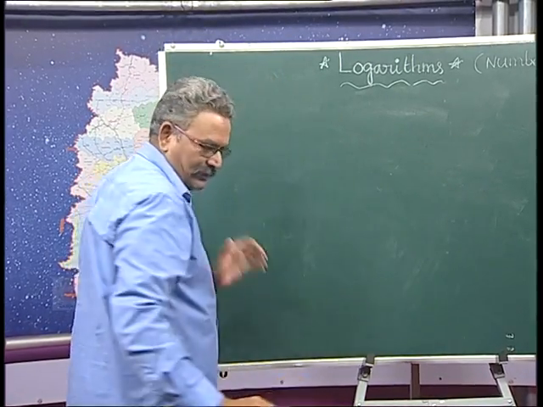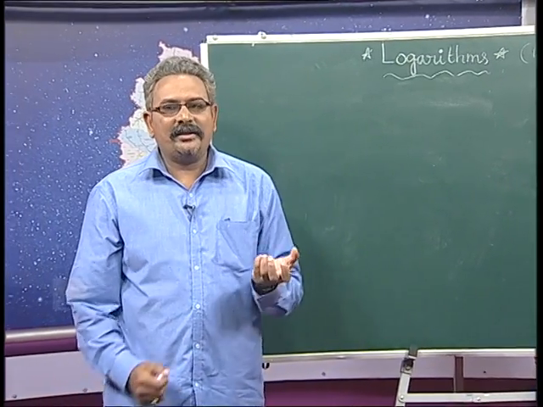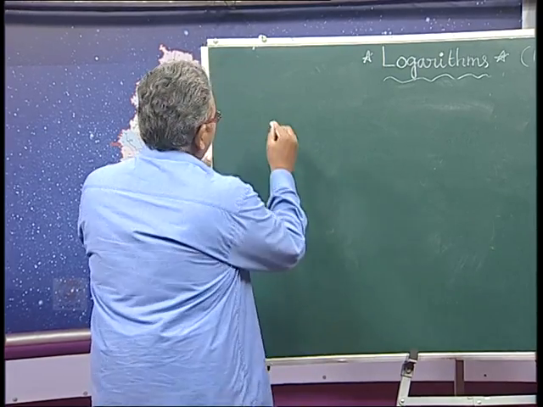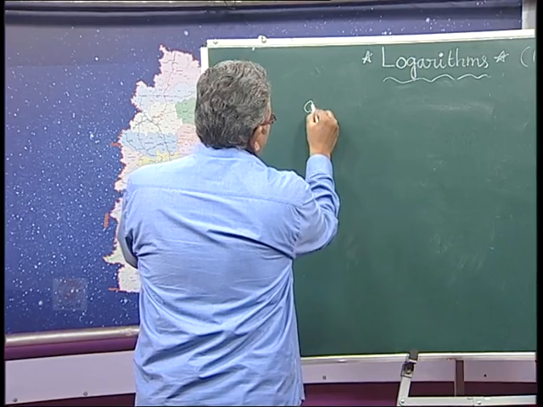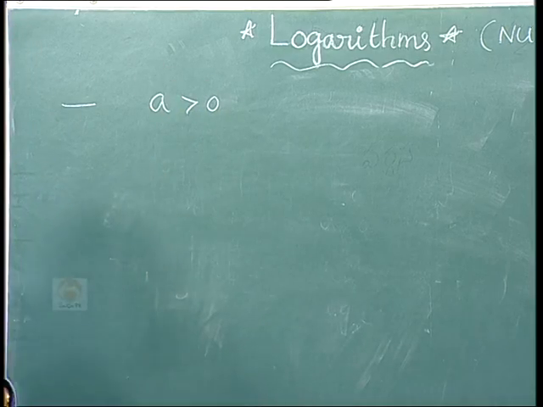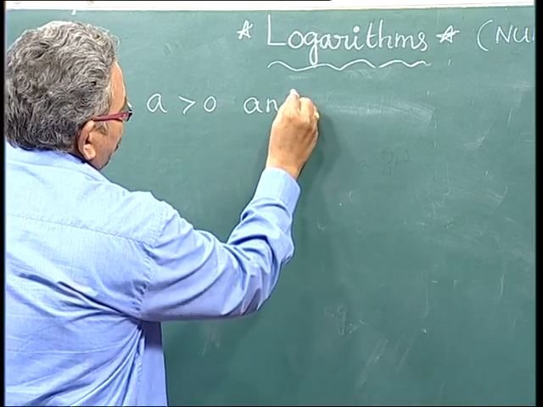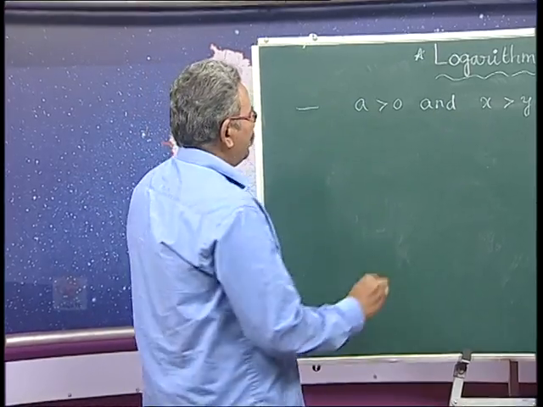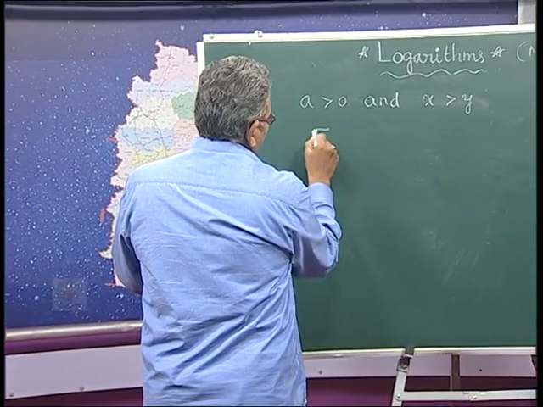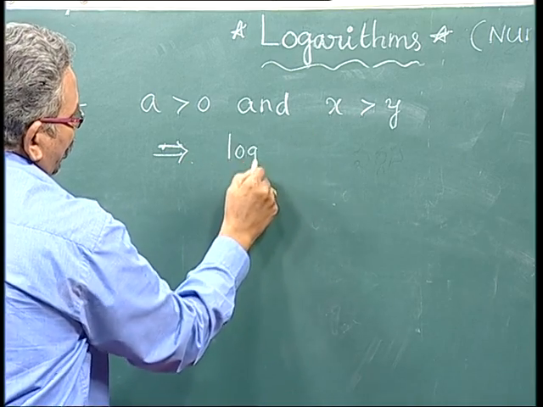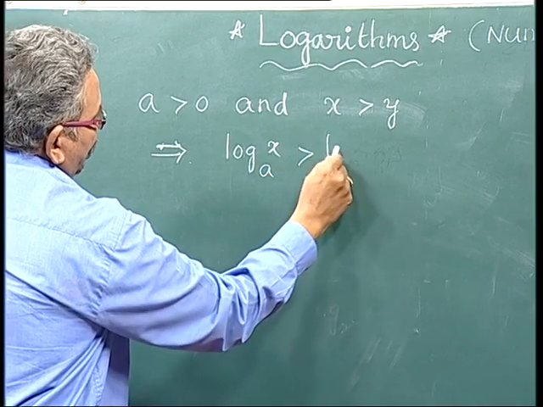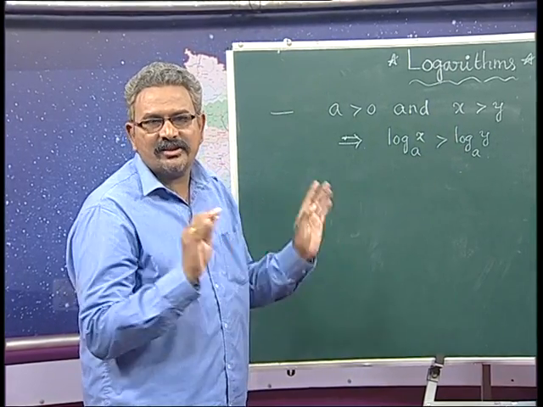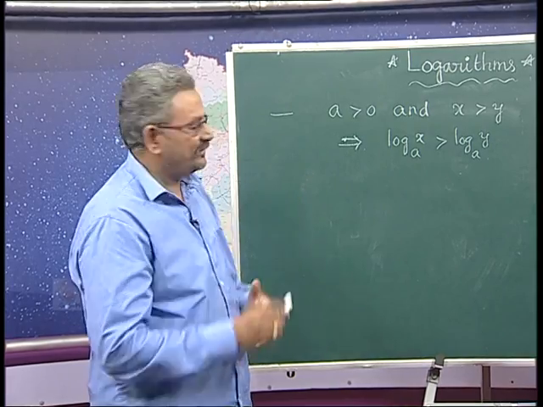Now let us discuss how to apply the concept of inequality over logarithms. Suppose here the base a is greater than 1, and x greater than y. If you want to apply logarithm on both sides, what will happen? Let us see. That implies we get log x to the base a greater than log y to the base a. Here the inequality symbol does not change, it remains as it is.